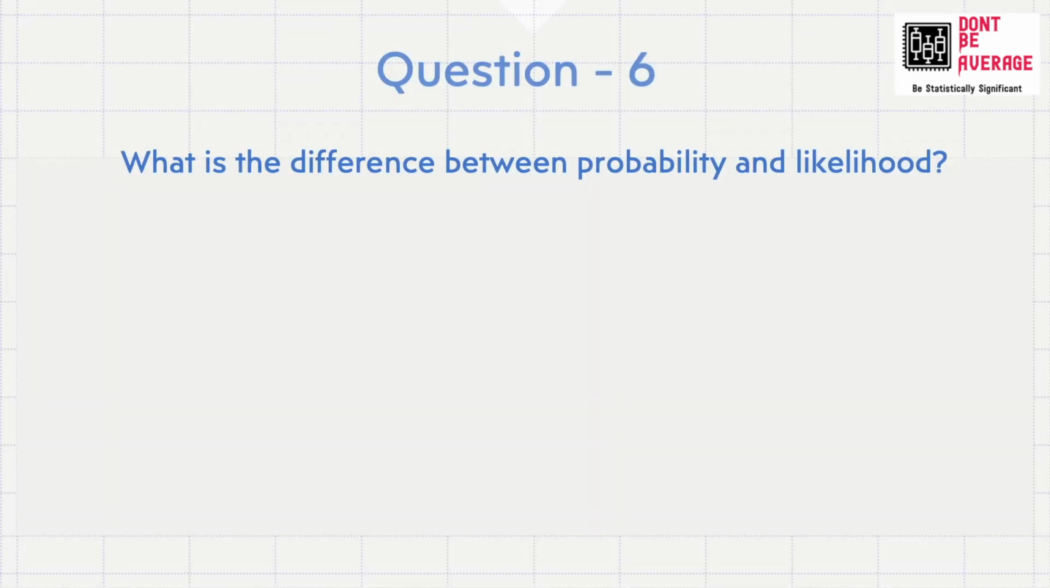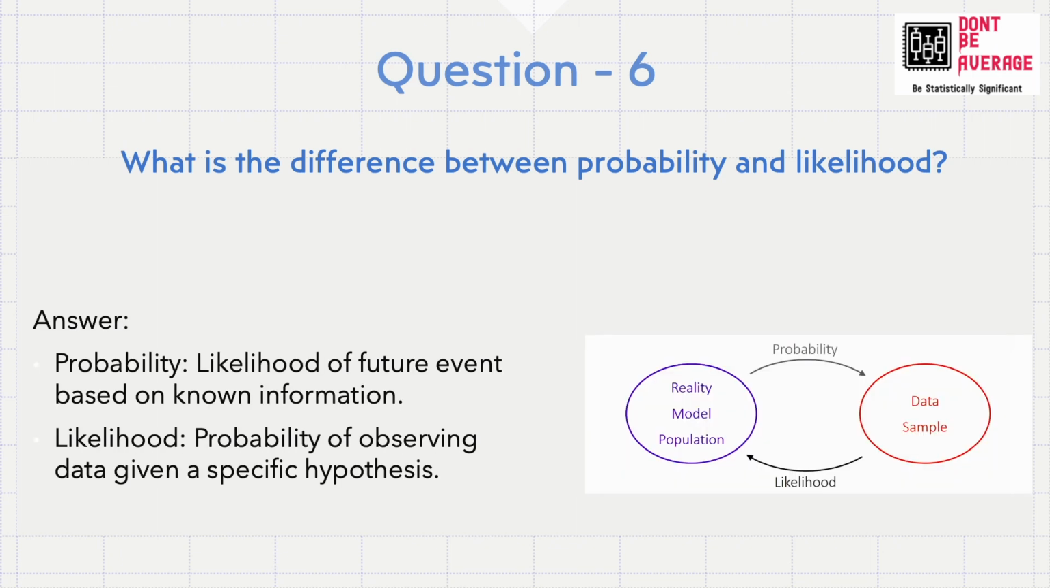Question number 6. What is the difference between probability and likelihood? Probability is the likelihood of a future event based on known information, and likelihood is the probability of observing data given a specific hypothesis. So we have this reality. Based on this, we predict the probability, and once we use that probability on data or a sample, what we get out of that is likelihood.